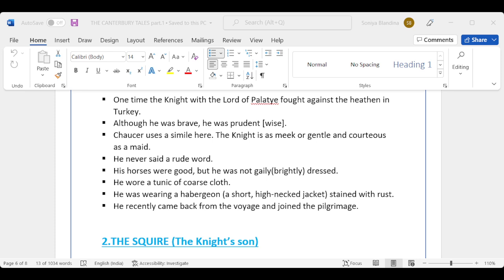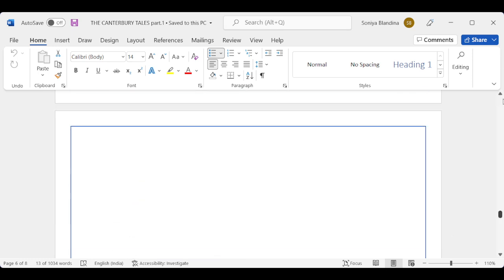And the last one, he recently came back from the voyage and joined the pilgrimage. Here Chaucer is saying that the knight has recently come back from the voyage, but he didn't mention from where he came back. He didn't mention the place at all. Okay, so here ends the description of the knight, and we'll move on to the next, squire.